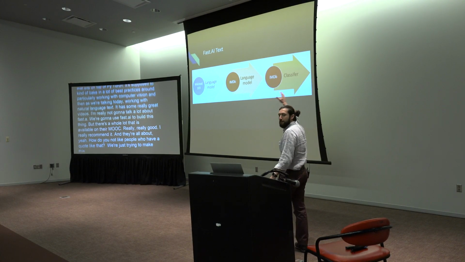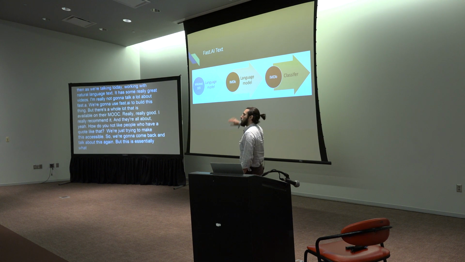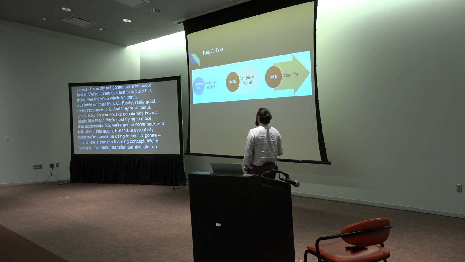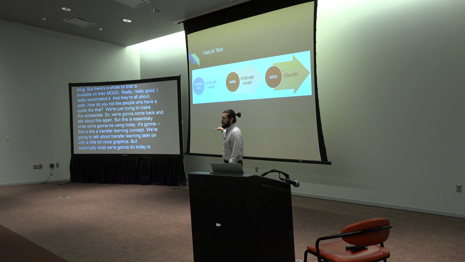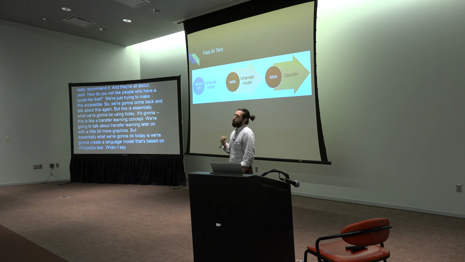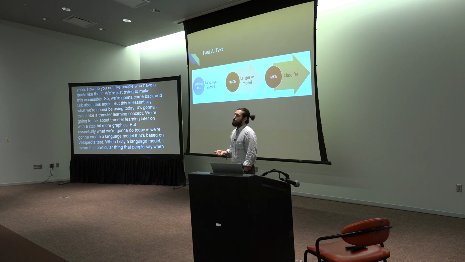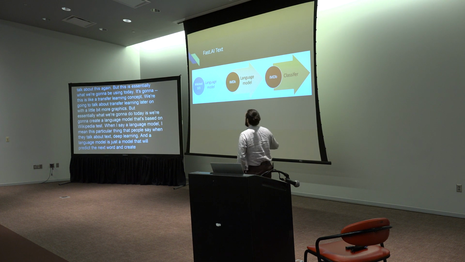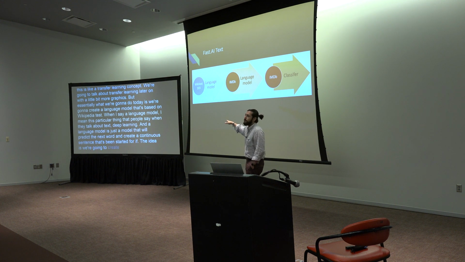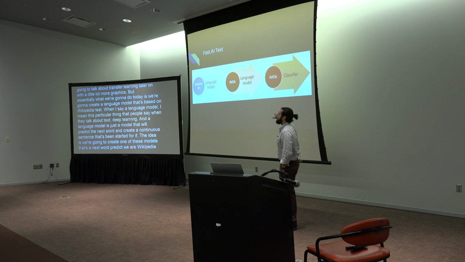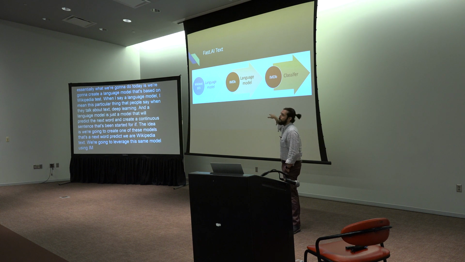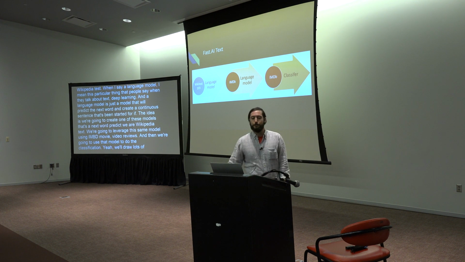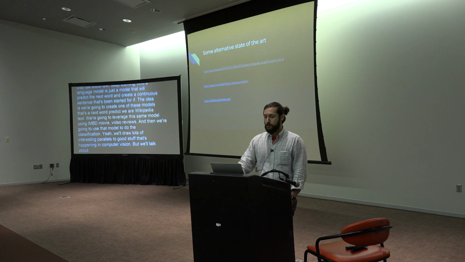So we're going to come back and talk about this again, but this is essentially what we're going to be using today. This is a transfer learning concept. We're going to talk about transfer learning later on with a little bit more graphics. Essentially what we're going to do today is create a language model that's based on Wikipedia text. And when I say language model, I mean this particular thing that people say when they talk about text deep learning. A language model is just a model that will predict the next word and continue a sentence that's been started for it. So the idea is that we're going to create one of these models as a next word predictor with Wikipedia text. We're then going to leverage this same model using IMDB movie reviews, and then we're going to use that model to do classification. So yeah, we'll draw lots of interesting parallels to good stuff that's happened in computer vision, but we'll talk about that later. So anyway, a little bit of foreshadowing.